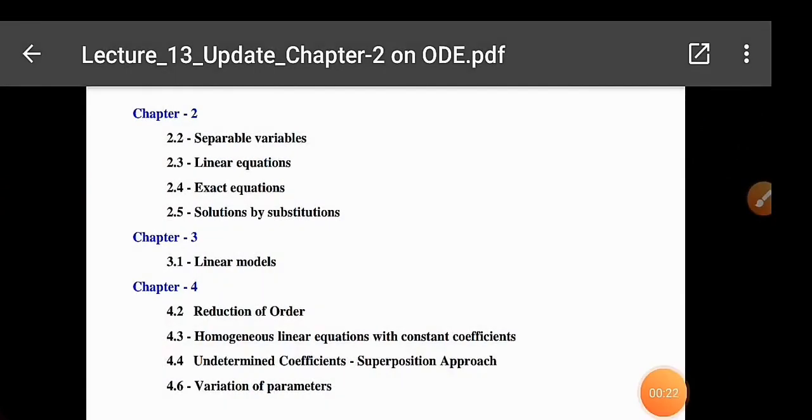Chapter 2 deals with first order differential equations, and the application of first order differential equations can be found in chapter 3, that is in section 3.1. Whereas chapter 4 deals with higher order differential equations. So we are starting from chapter 2 now.